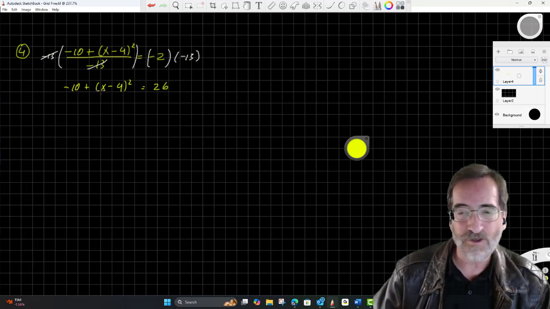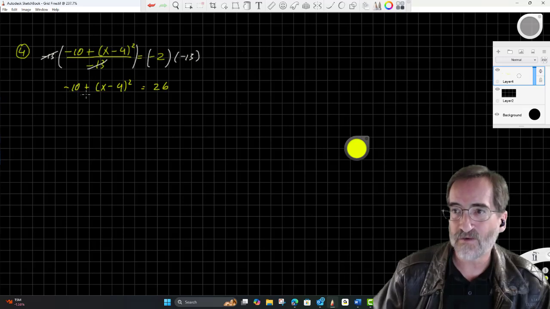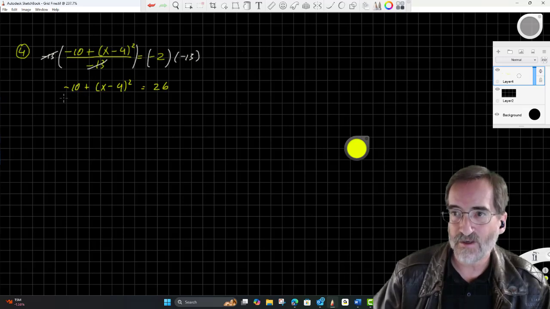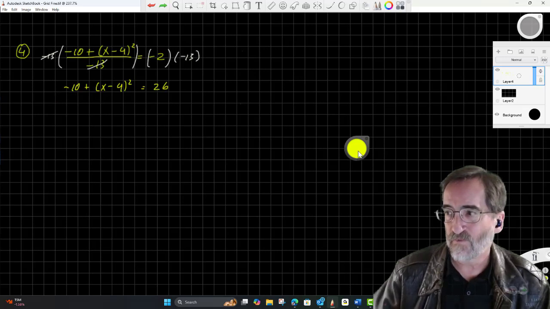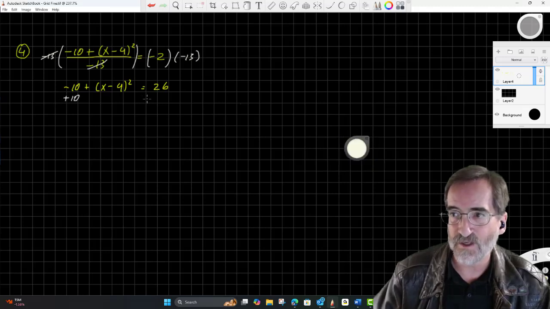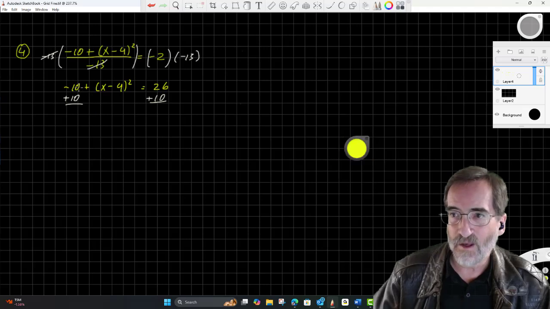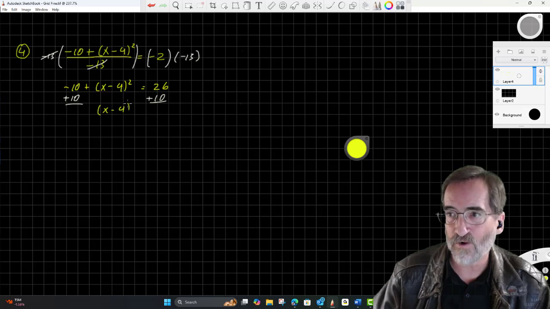Now, think of it in terms of opposites and backwards. So (x minus 4) squared plus -10. The opposite of plus -10 is minus -10. Minus a negative is plus. So really what I'm doing is adding 10 to both sides. Anything you do to one side, you do to the other. So we end up with -10 plus 10 is 0, so that basically cancels out. (x minus 4) quantity squared equals 36.